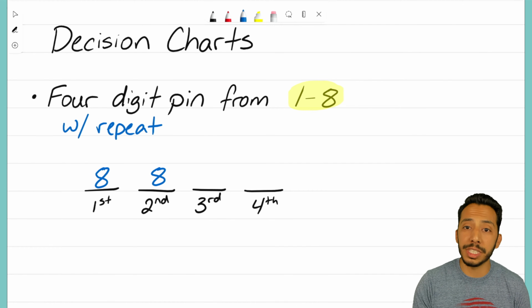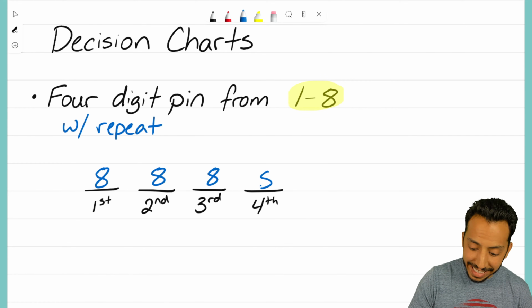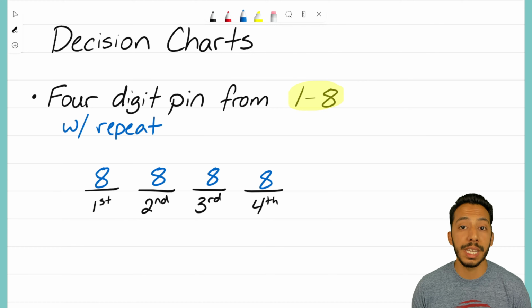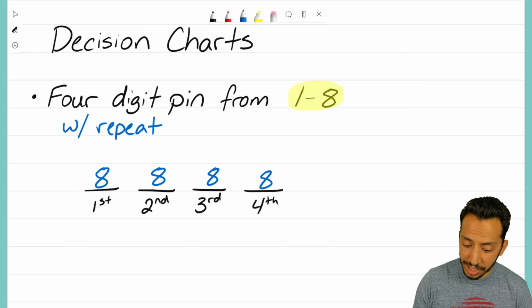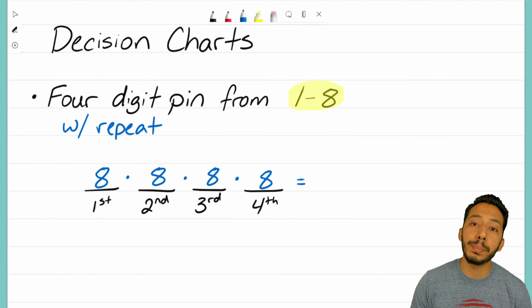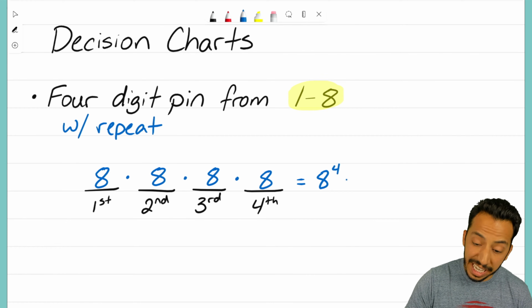We're allowing repetition. So if I allow that to happen, then I'm still picking from those same 8 numbers. What's really nice is that when we allow repetition, each decision for each digit is going to have the same number of possibilities. It's all going to be 8, because we're choosing from those same 8 numbers and we're allowing ourselves to repeat a digit. So now that we have our 4 8s, the last step is to take those 4 8s and multiply them. So we're going to do 8 times 8 times 8 times 8, which is really just 8 to the 4th power.